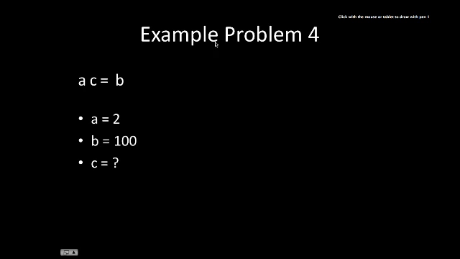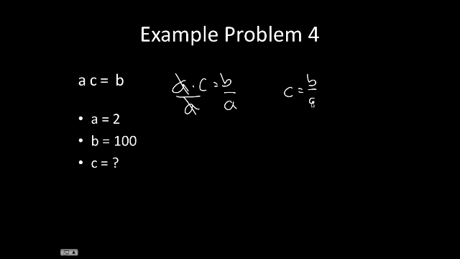All right, let's get it done. A times C equals B. I'm looking to solve for C, so I can just divide by A straight away. There's no multiplication here. And I'm going to wind up with C equals B over A. C is going to be 100 divided by 2, substituting in B and A. C is equal to 50.